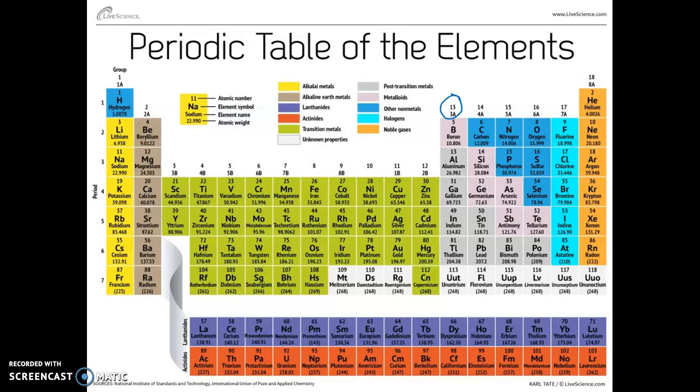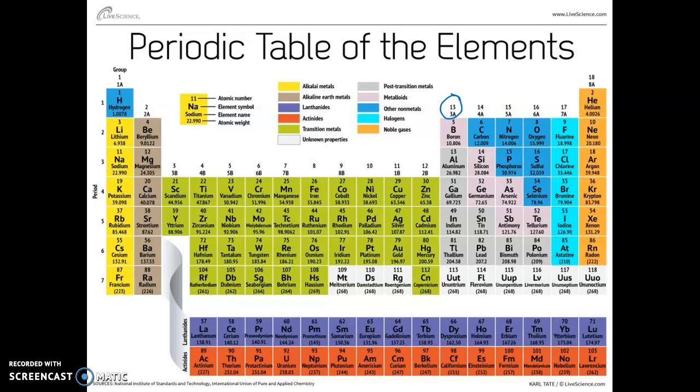So the regular numbers that you see above each column is the actual number of the group, while the number with a letter that follows it is in reference to how many valence electrons there are. Remember what valence electrons are. They're the outermost electrons in the outermost energy level ring that atom is currently using.